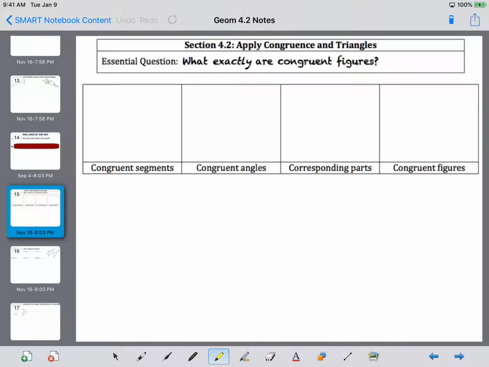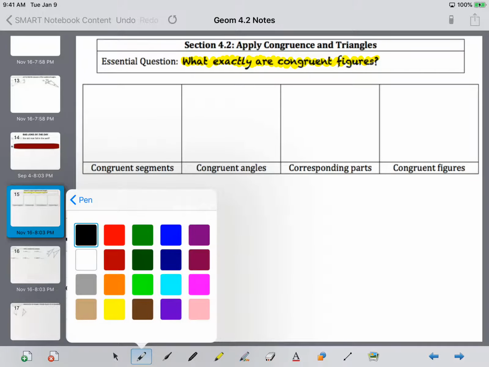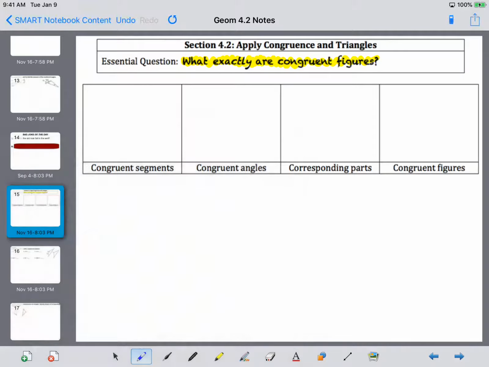So today we're going to talk about congruence and triangles. And we're going to have a pretty short essential question today. What exactly are congruent figures? Well, in order to talk about congruent figures, we have to talk about congruent segments and congruent angles. So congruent segments are very simply segments that have the same length.